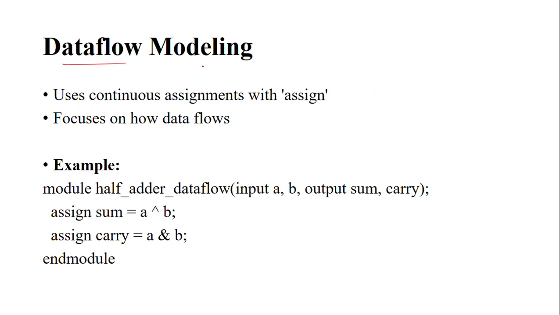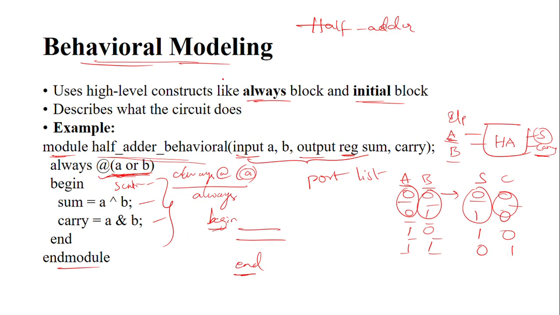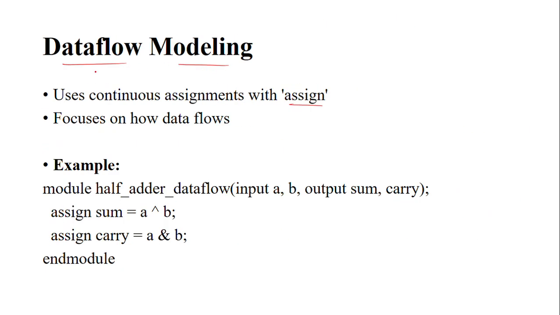Next is data flow modeling, using continuous assignment with the assign statement. In the previous one, behavioral modeling, we used always blocks and initial blocks as needed. In data flow modeling, we use the assign statement. By using the assign statement, we continuously assign values from inputs to outputs. It focuses on how data flows, simply saying how the data flows from the inputs to the outputs.